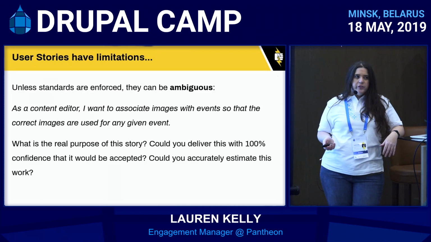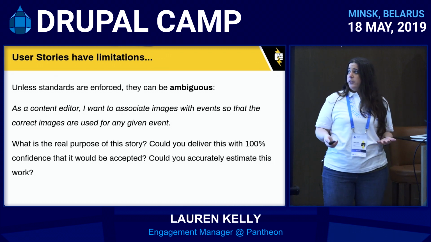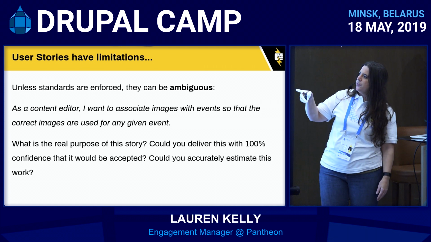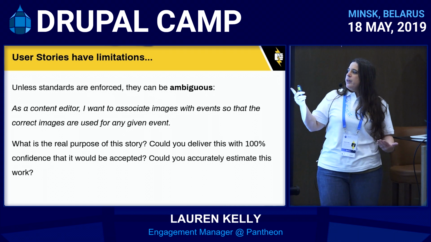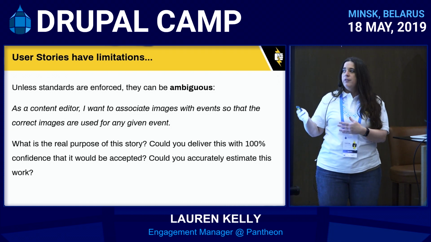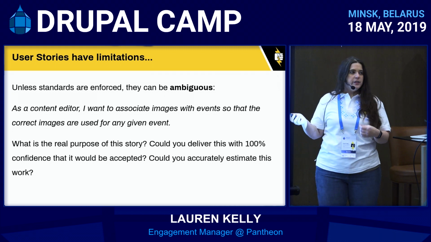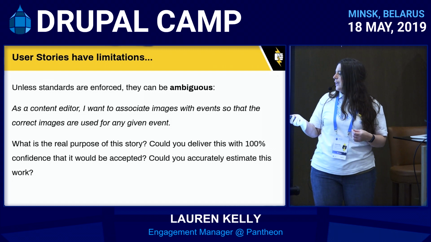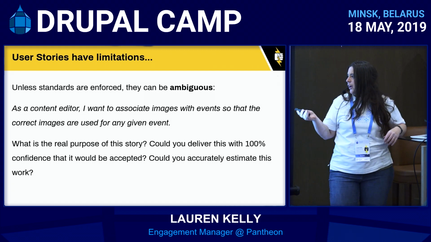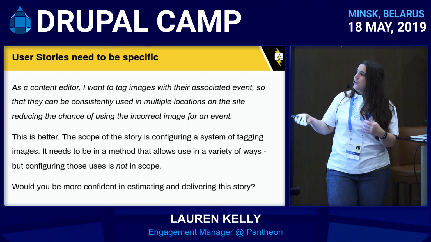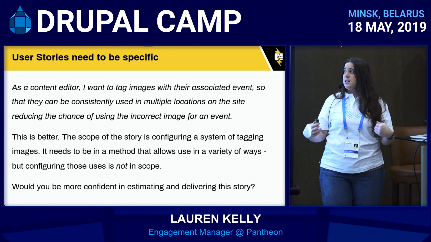Unless standards are enforced, user stories can be ambiguous. As a content editor, again, it's the same thing. We're just talking about the same ambiguous user story. I want to associate images with events so that the correct images are used for any given event. So what's the real purpose of this story? Could you actually deliver this? Again, could you deliver this with confidence that it would be accepted? Could you accurately estimate its time or work? And no, this still is too ambiguous. So it really needs to be specific.